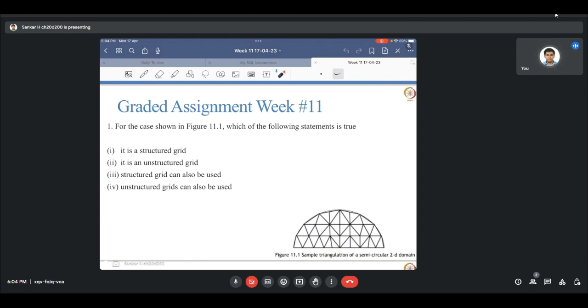For the case shown in figure 11.1, which is this one, which of the following statements is true? First, it is a structured grid; second, it is an unstructured grid; third, a structured grid can also be used; and fourth, an unstructured grid can also be used. Can anyone from the audience answer?